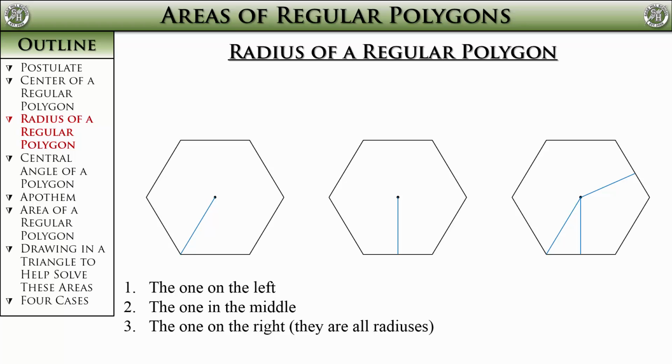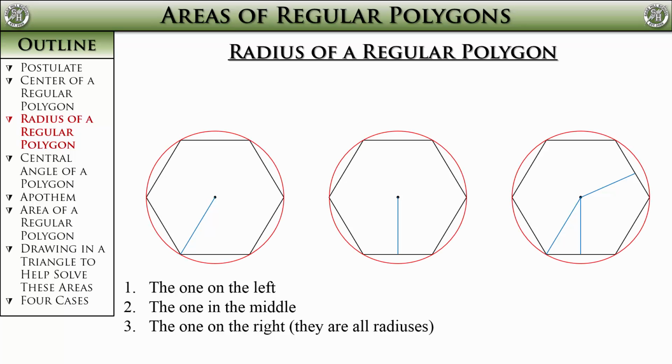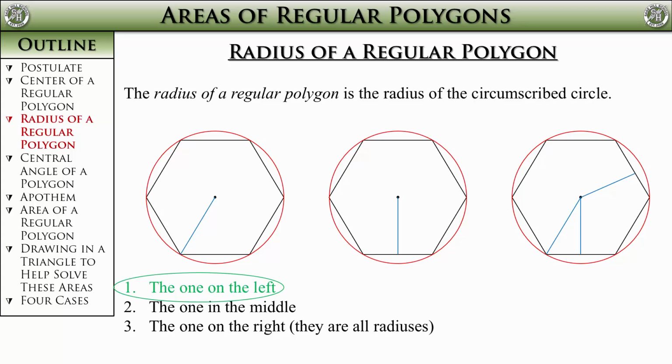Do you remember how we defined the center of a regular polygon? It had something to do with a circumscribed circle. The same thing is true here. Let me draw in the circumscribed circles. Does that change your answer at all? The radius of a regular polygon is the radius of the circumscribed circle. So that means the one on the left was the correct answer. That one is also the radius of the circumscribed circle.